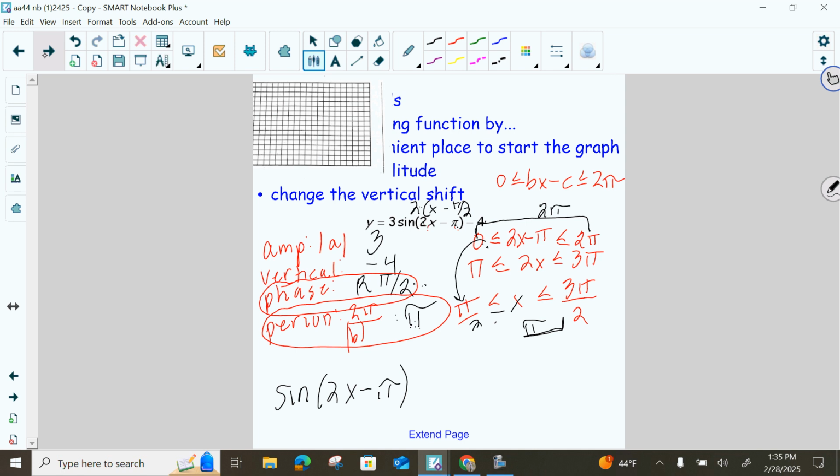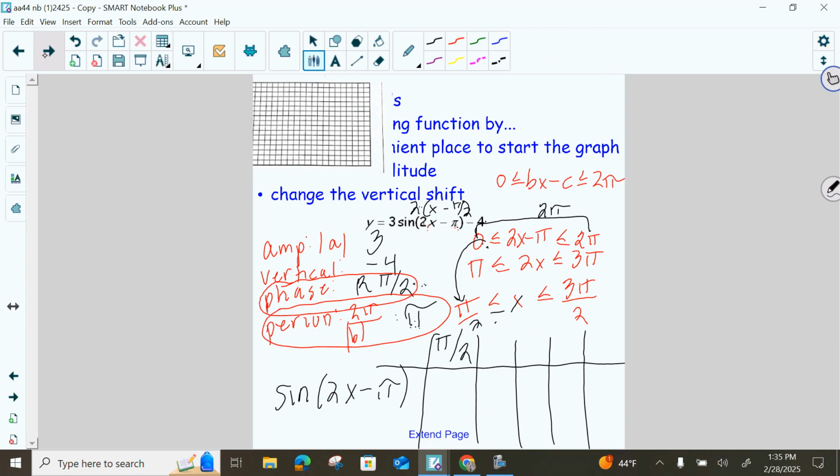Okay, so I'm going to do a nice little chart. I need 5 points: 1, 2, 3, 4, 5. This is telling me to start at pi over 2 and end at 3 pi over 2. So just like these 5 key points, they're all pi over 2 units away from each other.